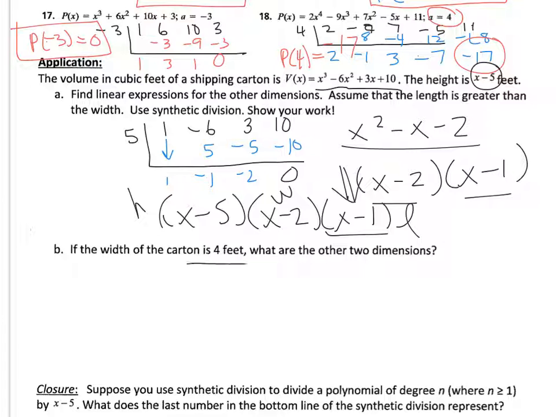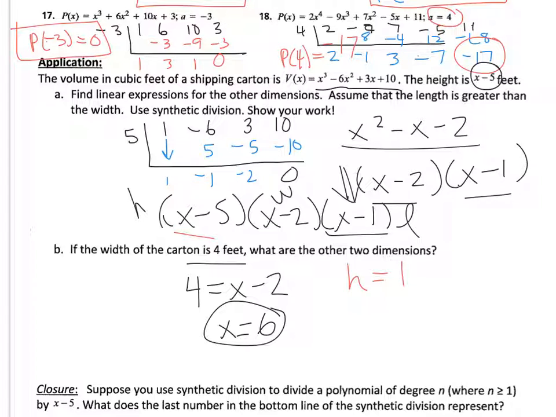If the width of the carton is 4 feet, what are the other two dimensions? So if 4 equals x minus 2, then x is 6, so the height will be 1, because 6 minus 5 is 1. The width will be 4, and the length will be 5. Feet, feet, feet.